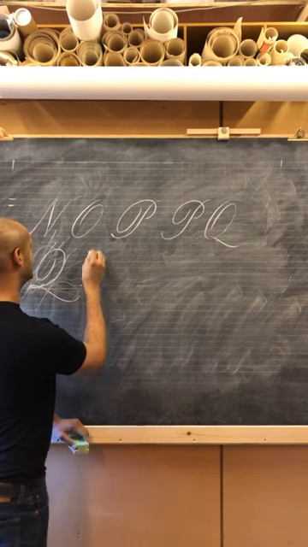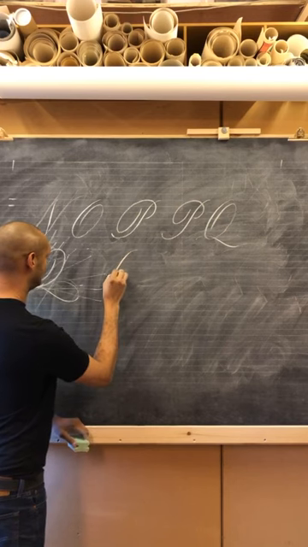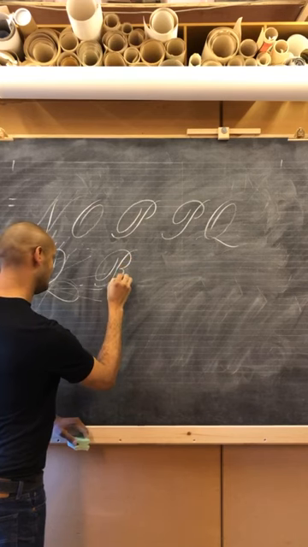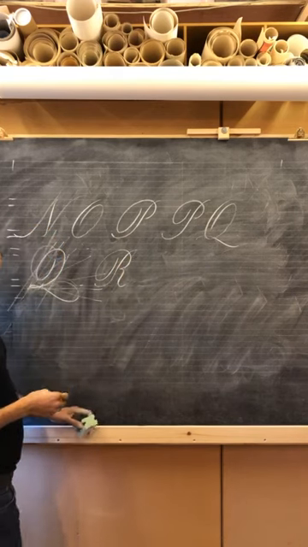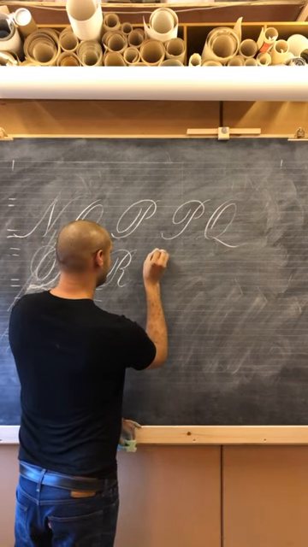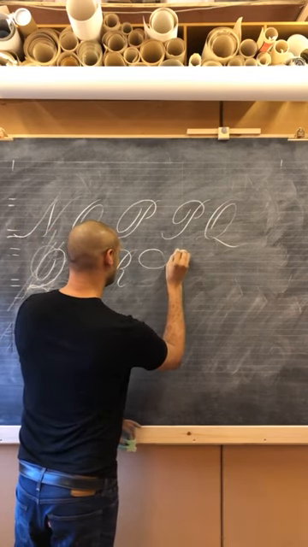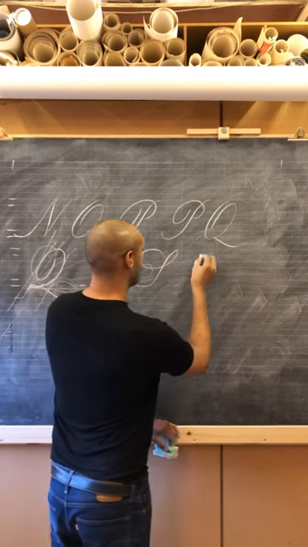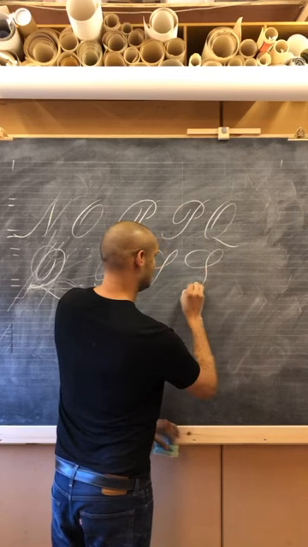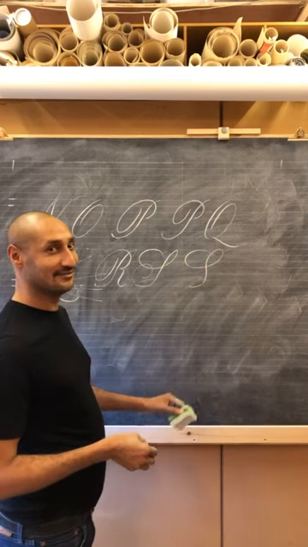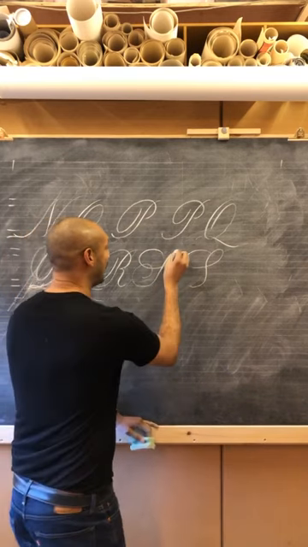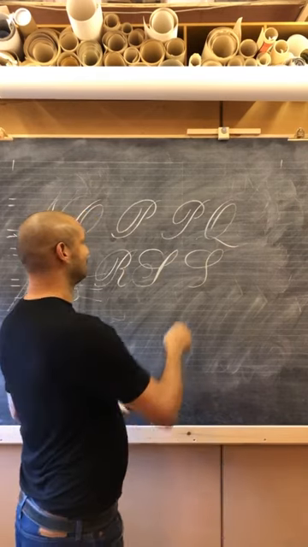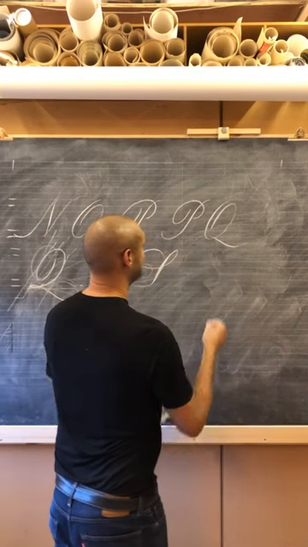R, keep the bowl deep, keep these on the 55. S, big bowl. Now, most people would do this. They put a wiggle. It's not a wiggle, it's on that 55, so you get that. T, we saw like the F.